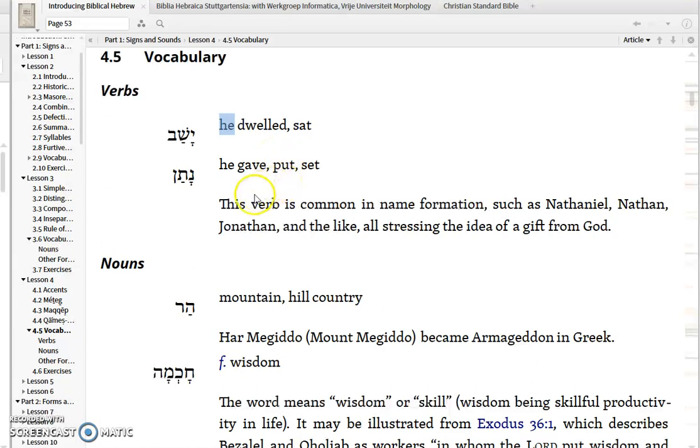Or dwelled. And then natan is another very common word. Mostly means he gave, but it also means he put or he set, depending on the context. It's used of proper names like Nathan, which is he gave, and then Nathaniel is basically God gave.